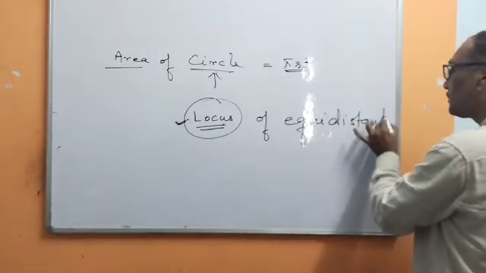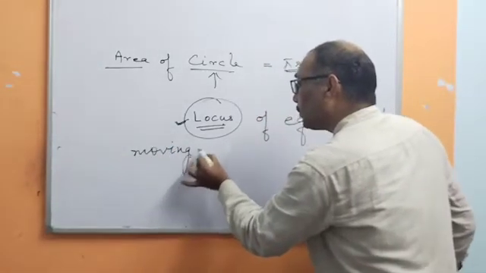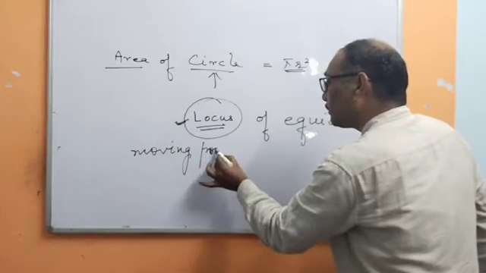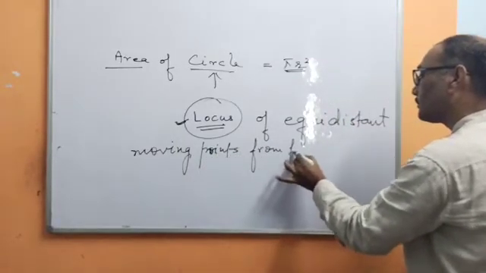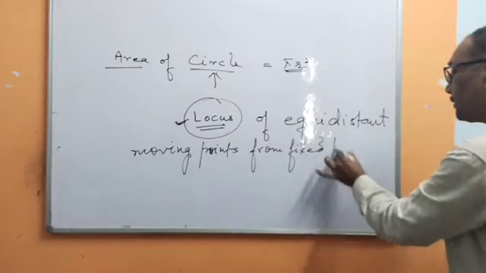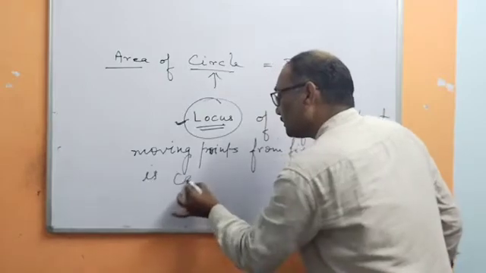Locus of equidistant moving points from a fixed point is called circle.